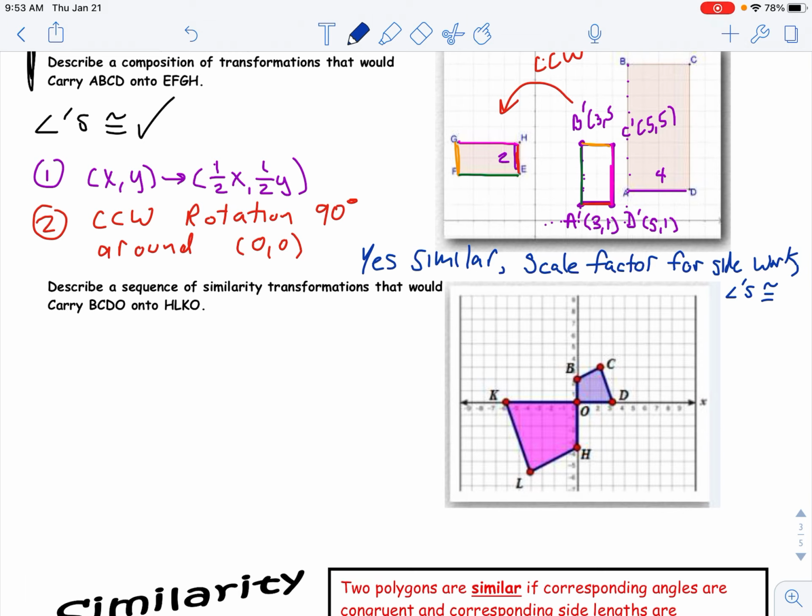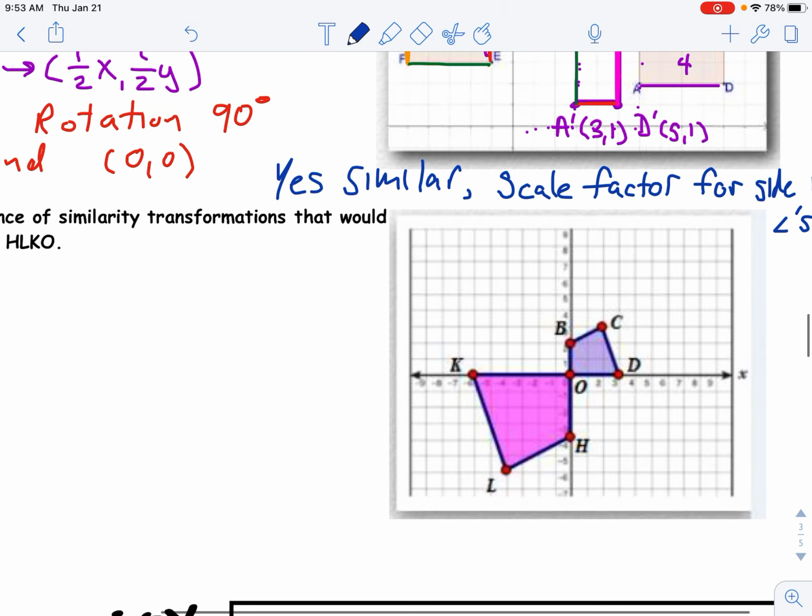Now what's going on here? We've got these quirky shapes, BCDO, HLKO. How do I get one to map to the next one? Well, people might say we're reflecting over here. That's not true. That's false. That's a popular one people want to say. Remember, we could reflect over y equals negative x. If you put a mirror there, though, or actually apply the rules, you can see that it doesn't work. So that's actually not it. I just know that's a common mistake.